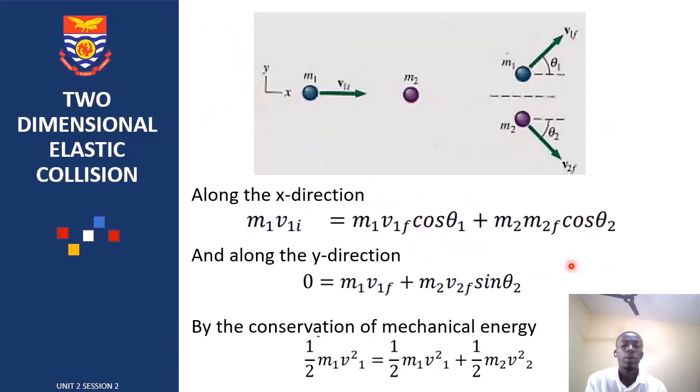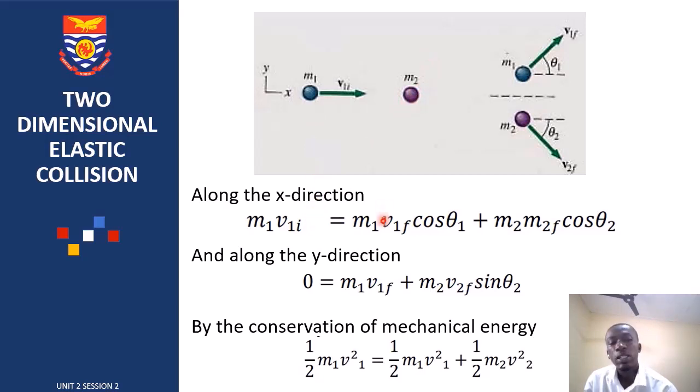Let's look at the two-dimension elastic collision. Here we will be considering along the x-axis and also along the y-axis. So for elastic collision where we have two bodies, say m2 is stationary and m1 is moving. Because m2 is stationary, the velocity of m2 will be 0. But here we have the velocity of m1 represented as v1i. So along the x-axis, we are going to get m1 v1i for this particular body. And for m2, we have the velocity equal to 0, so this one will be 0.